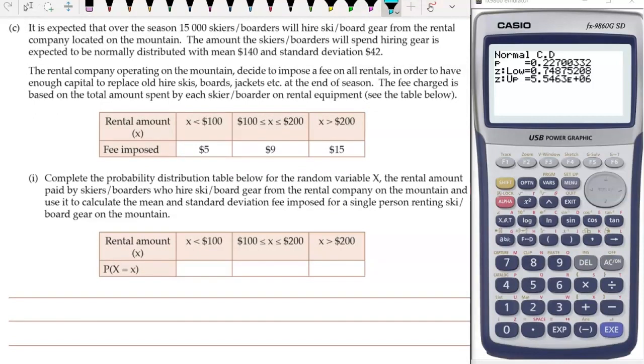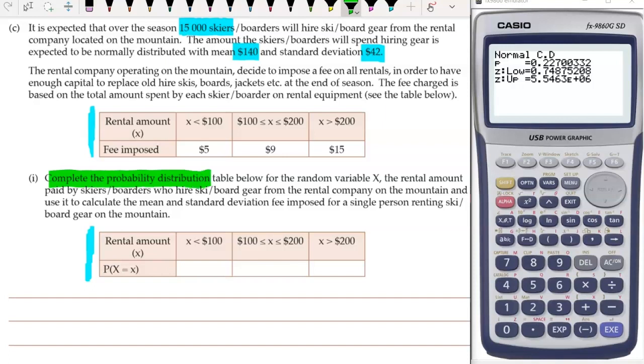Right, we have a lot of information in Part C, so let's just take a scroll through it. We've got 15,000 skiers. They have an amount that they spend on their rental gear with a mean of 140 and a standard deviation of 42. We then have this table telling us the fee that they intend to give, and we are asked to fill in this table that works out the probability of them spending each amount. So complete the probability distribution, and then we will calculate the mean and standard deviation on the fee amounts.